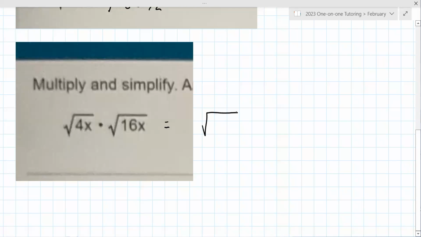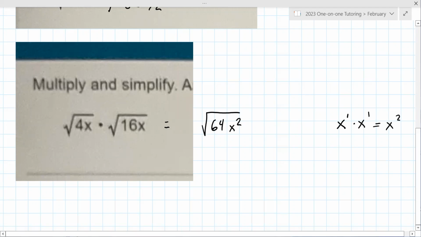So this becomes the square root of 64x squared. And that's why I was kind of asking about this exponent stuff. So x to the 1 times x to the 1 is x squared. Yeah.